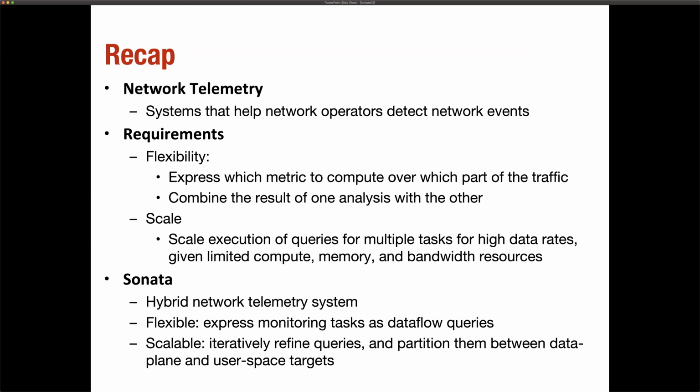Sonata is one system that we covered in greater detail. Sonata is a hybrid network telemetry system. What does hybrid really mean here? So we'll talk about it. But Sonata is a reasonable system because it offers some flexibility. It enables operators to express monitoring tasks for a wide range of network telemetry tasks as dataflow queries. It is scalable because it iteratively refines the queries and partitions them between the data plane and the user space target, right? So it is trying to make the best use of the limited resources that we have across two different types of targets for query execution.